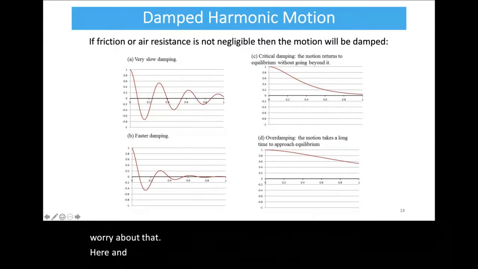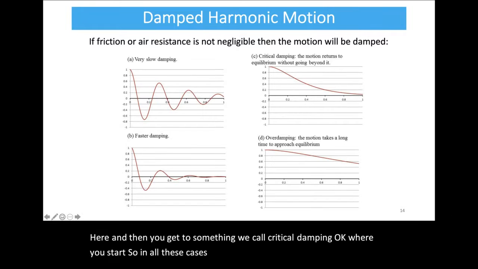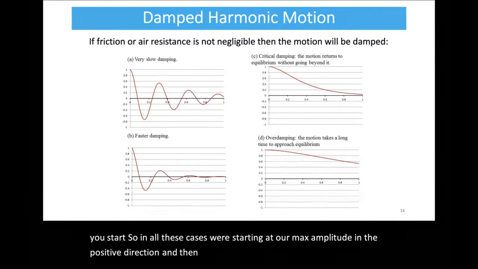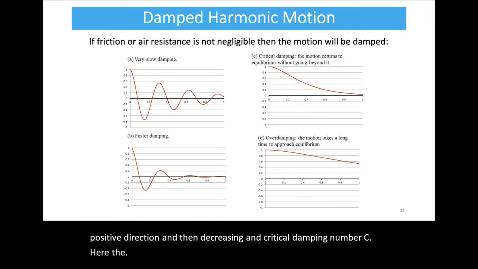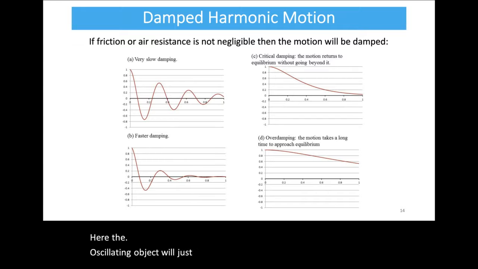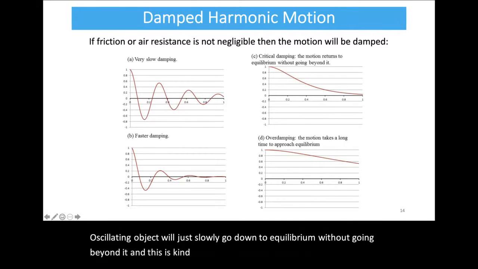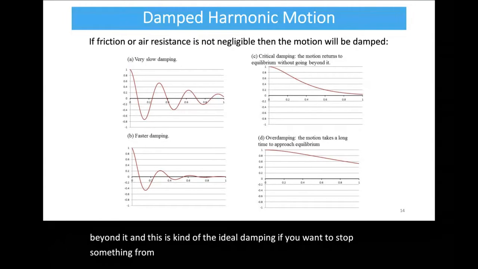And then you get to something we call critical damping. In all these cases, we're starting at our max amplitude in the positive direction and then decreasing. With critical damping, number C here, the oscillating object will just slowly go down to equilibrium without going beyond it. And this is kind of the ideal damping. If you want to stop something from oscillating, you want to critically damp it.